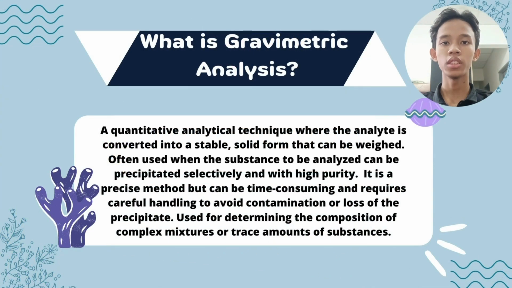So first, what is gravimetric analysis? A gravimetric analysis is a quantitative analytical technique where the analyte is converted into a stable, solid form that can be weighed. It is often used when the substance to be analyzed can be precipitated selectively and with high purity. Gravimetric analysis is a precise method, but it can be time-consuming and require careful handling to avoid contamination or loss of precipitate. Gravimetric analysis can be used for determining the composition of complex mixtures or trace amounts of substance.